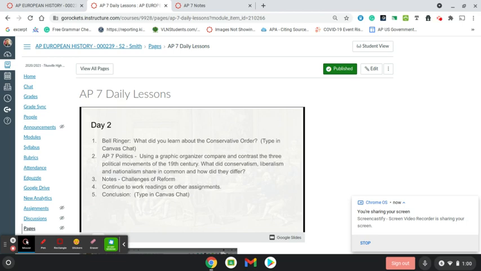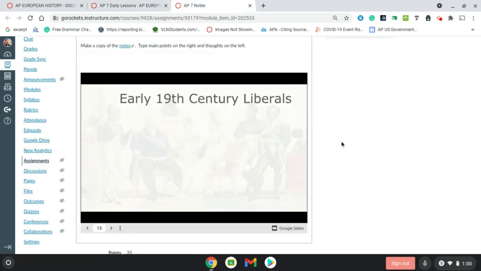The bell ringer today, the question was, what did you learn about the conservative order? And that related to yesterday's notes when we talked about that stage that was set. And that was, of course, one of the three major political groups. And then the activity for today, the AP7 Politics graphic organizer, will help you chart out the three different forms of politics and what exactly they believed in: conservatism, nationalism, which we talked about yesterday, and then, of course, liberalism. So we'll start with liberalism in the notes.